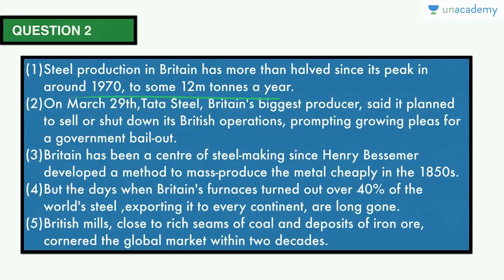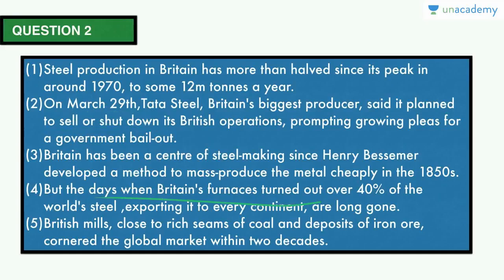Could be 1, could be 2. One of these two. Because the remaining 3 sentences make a good paragraph. On March 29th, Tata Steel, Britain's biggest producer, said it planned to sell or shut down, prompting growing pleas for a government bailout. Shouldn't it end with this? Because this is actually really recent. So you're talking about what has happened.